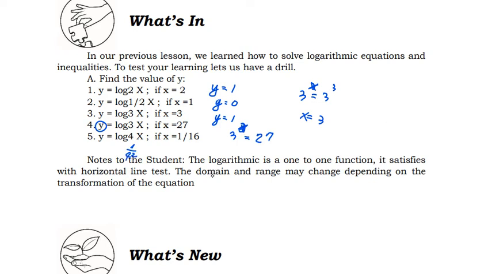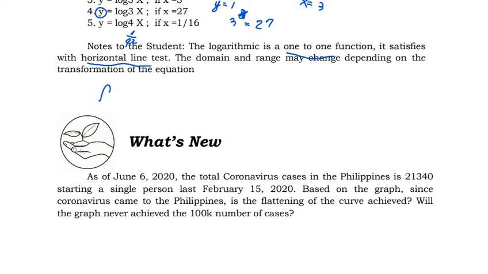So the logarithmic function is a one-to-one function. Why is it one-to-one? Because this is the inverse of the exponential function, and it satisfies the horizontal line test. So the domain and the range may change depending on the transformation of the equation, but primarily, we have f of x equivalent to the log of x base b, where x is greater than 0, where b is also greater than 0. Okay? So dito, kailangan greater than 0. Ito, dapat greater than 0.